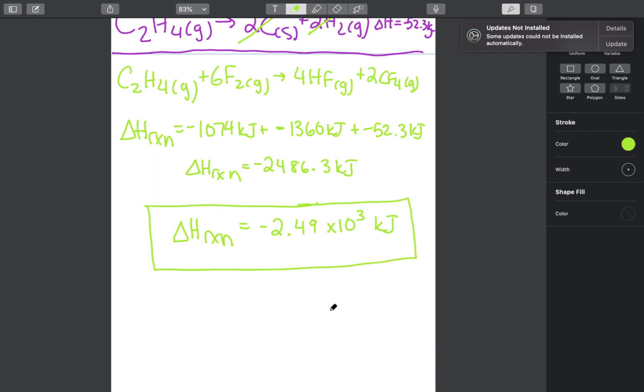So that is how you use Hess's law in order to determine delta H of the reaction or heat of reaction. Now in the next video, we are going to be talking about enthalpies of formation, which is one of the last methods that we can use to determine delta H of the reaction.